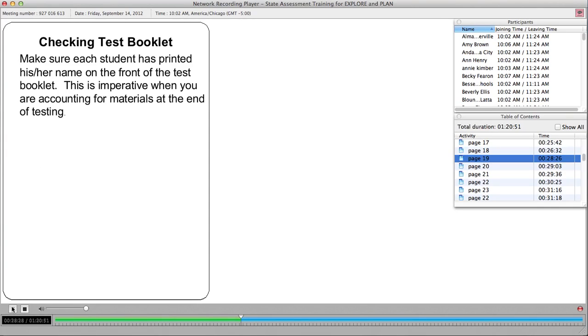Checking test booklets. Make sure that each student prints his or her name on the front of the test booklet. This is important not only for accounting for materials at the end of testing, but Explore and Plan are the only two tests that we administer through the State Department that allow the students to get their own test booklets back once they receive their score reports. So it's very important that the student has written his or her name on the test booklet.